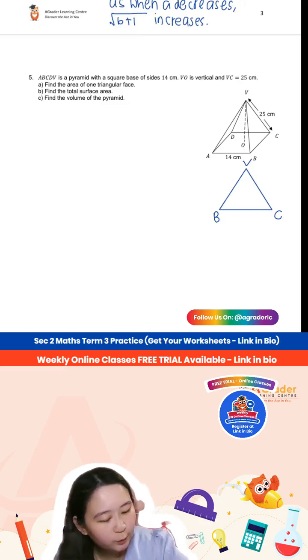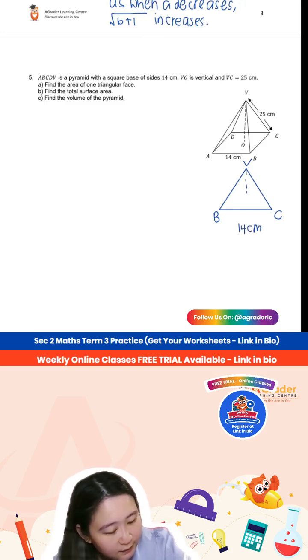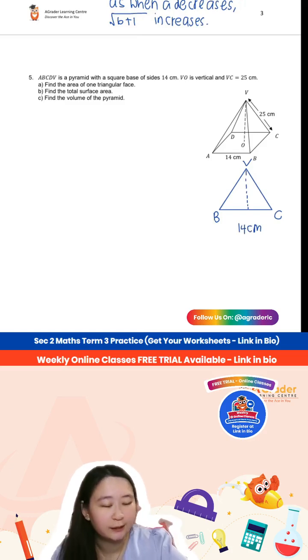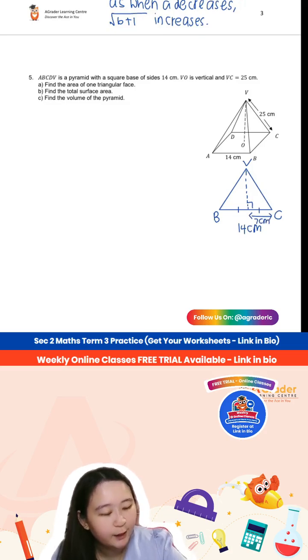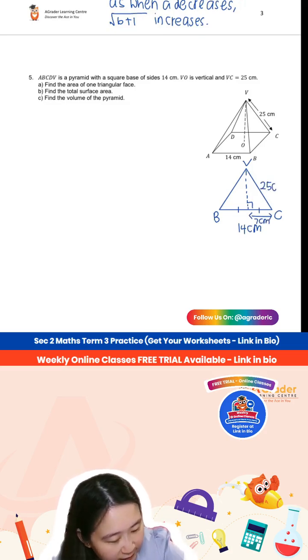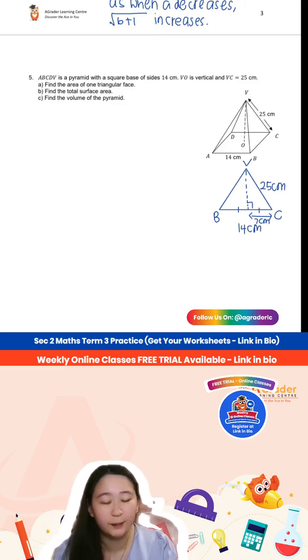Okay, so we know the length BC is 14 cm because it's a square base. So what we want to find is this perpendicular height. If it's a square base, then here must be equal to here, meaning to say here is 7 cm and here is 25 cm. We need to use Pythagoras theorem to find the perpendicular height of this triangle.